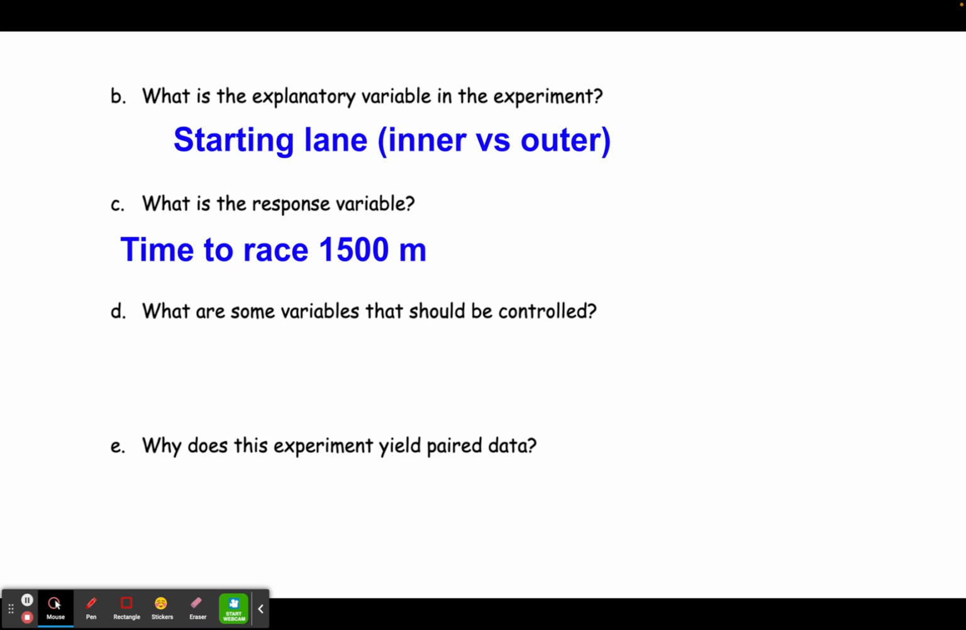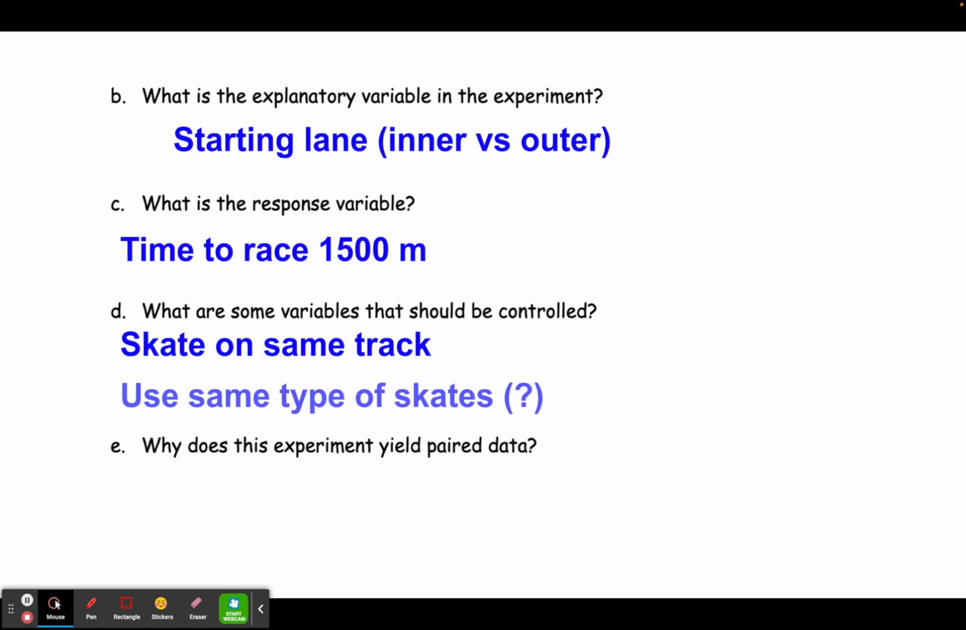Some variables that we could control in this experiment, well, obviously, we would want them to skate on the same track so that each pair is using the same track and skating under the same ice conditions and so on. We may want to dictate that the skaters have to use the same type of skates, although that might be a little bit more difficult to control because typically skaters have a pair of skates that they're very comfortable skating in. So that might be a questionable variable, but definitely we would want to have them skate on the same track on the same day.